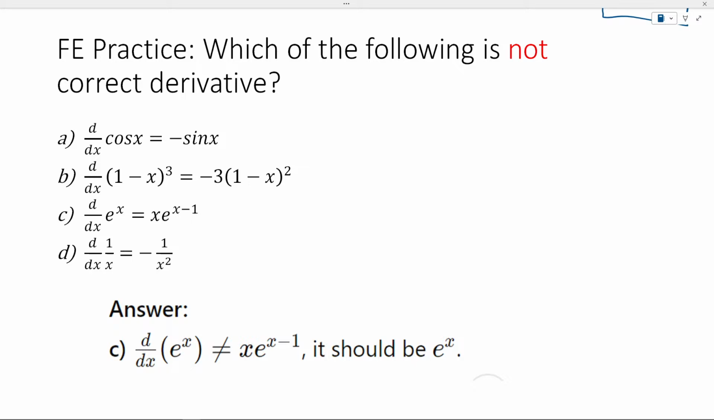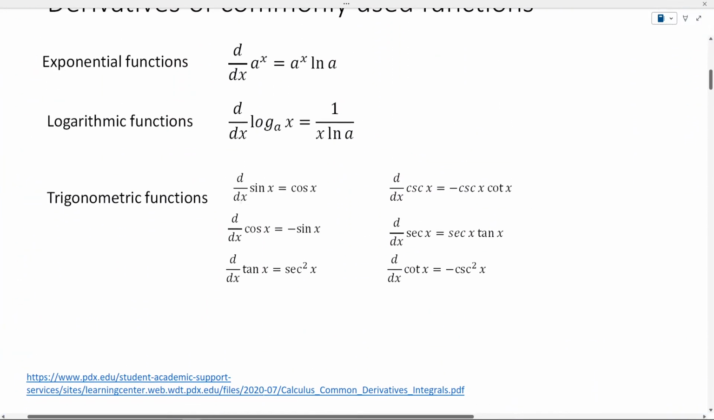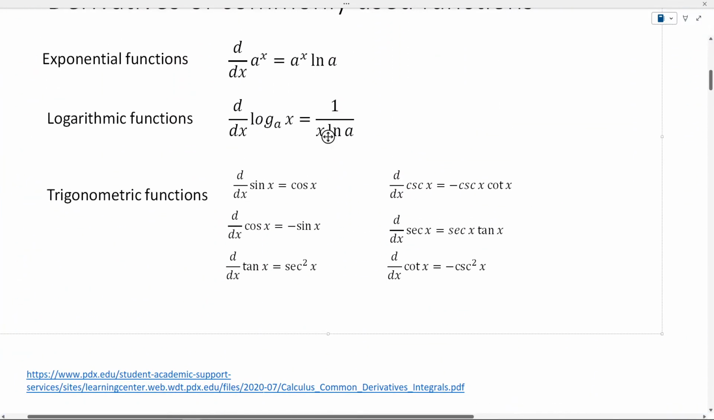So cosine x. What's the derivative of cosine x? You can check it here. The derivative of cosine x is negative sine x.